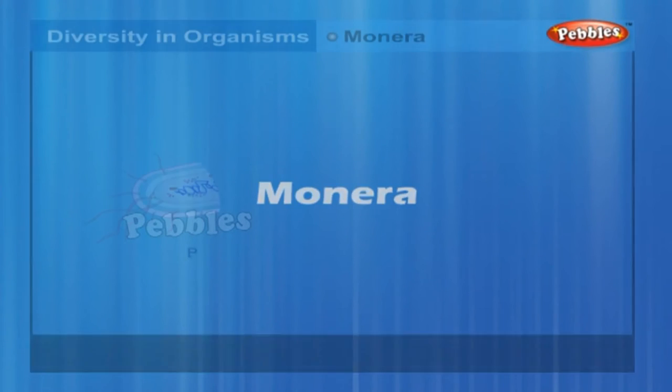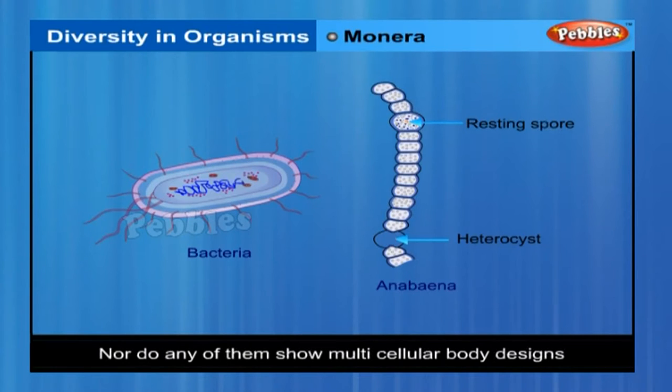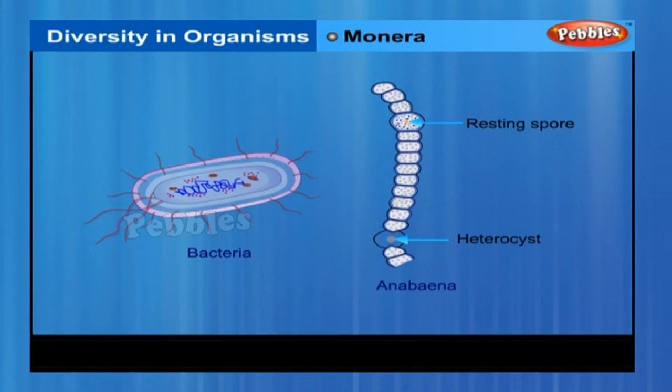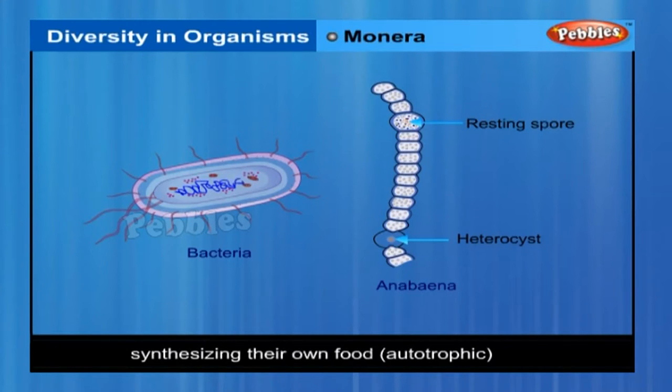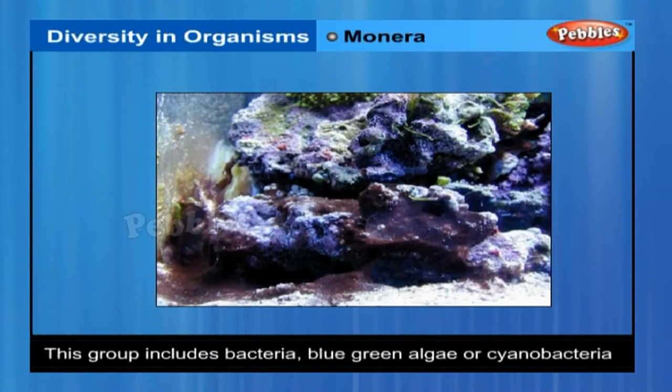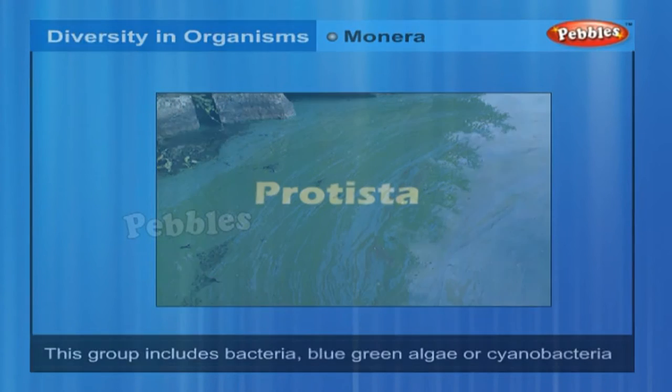Monera. These organisms do not have a defined nucleus or organelles, nor do any of them show multicellular body designs. On the other hand, they show diversity based on many other characteristics. The mode of nutrition of organisms in this group can be either by synthesizing their own food, autotrophic, or getting it from the environment, heterotrophic. This group includes bacteria, blue-green algae or cyanobacteria, and mycoplasma. Some examples are shown in the figure.